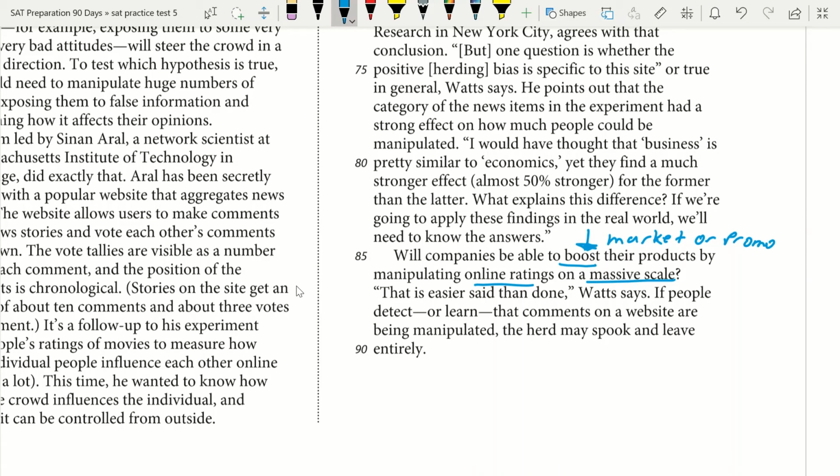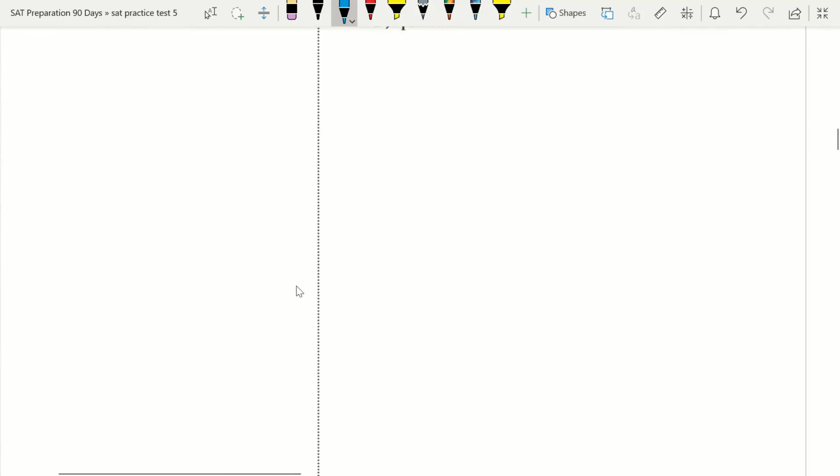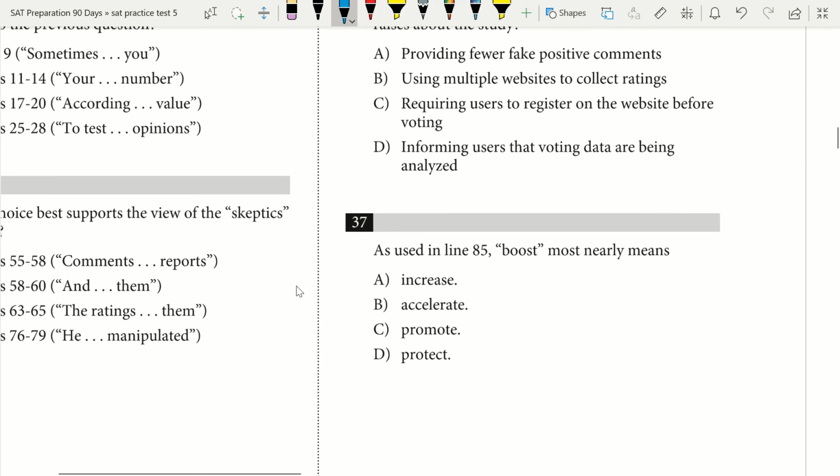So I'd be looking for either of those. Promote would be a better choice in my opinion because it's really relating more to boost. Market is a little bit of a worse choice than promote in my opinion. So first choice would be promote if we have that. Market would be second choice. So we go down and we see that we do have promote. So our answer there would be C for number 37. Obviously, market is not an answer choice, so we don't have to worry about it.